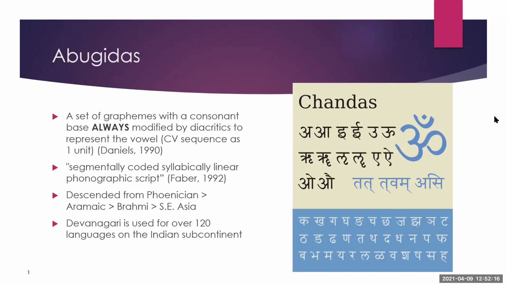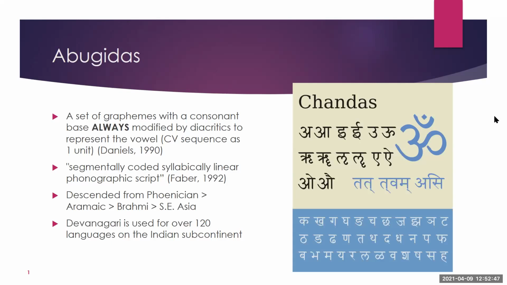And yeah, so they're descended from Phoenician, and then down into Aramaic, and then Brahmi, and then most of the Southeast Asian scripts in use today come from Brahmi. And so, yeah, Devanagari is used for over 120 different languages in and around India. And most of the scripts in this area are related to it.